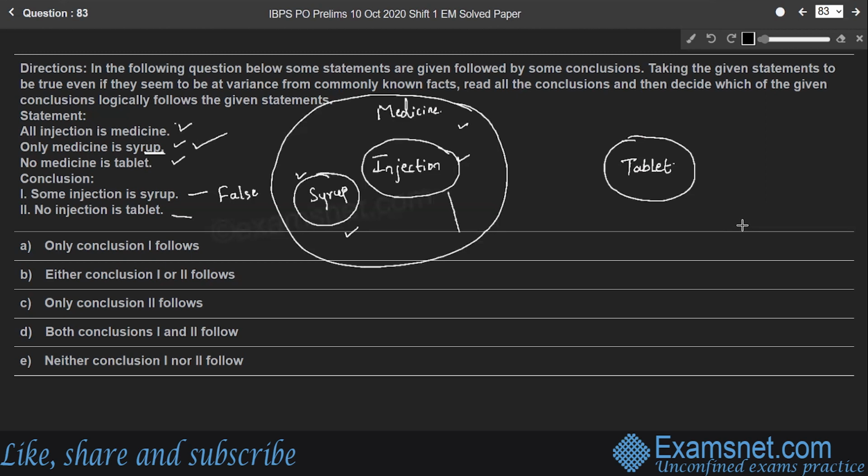Second one, no injection is tablet. It is given that no medicine is tablet, so there is no relation between tablet and medicine. Since the injection is completely included in the set of medicine, that means every injection is medicine, therefore no injection is tablet, right? Therefore it is a true conclusion. Therefore only conclusion two follows. Option C.